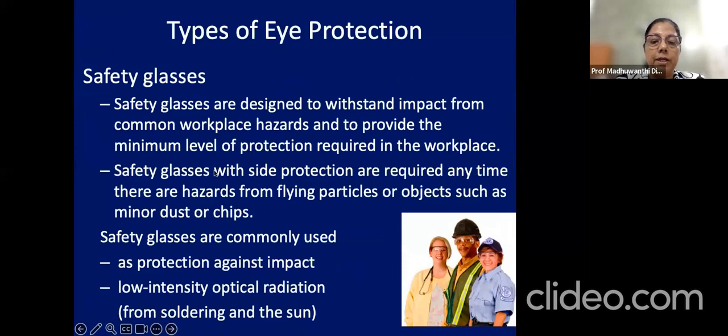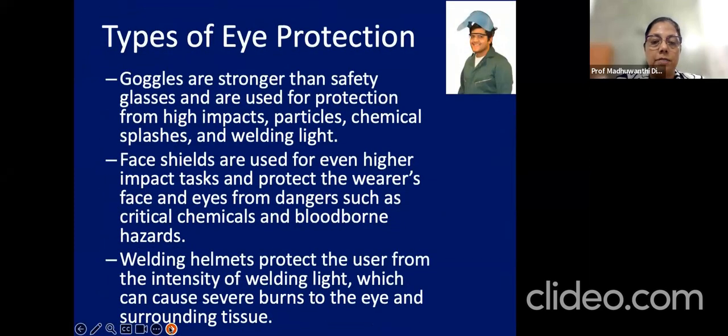If you take the safety glasses, they are designed to withstand the impact from different objects. They will also have protection from flying particles if they come from the sides. They are usually used as protection against impact and also low intensity optical radiation. Then we have goggles, which are stronger and used for high impact particles and chemical splashes, and also for welding, to prevent welding light affecting the eyes.